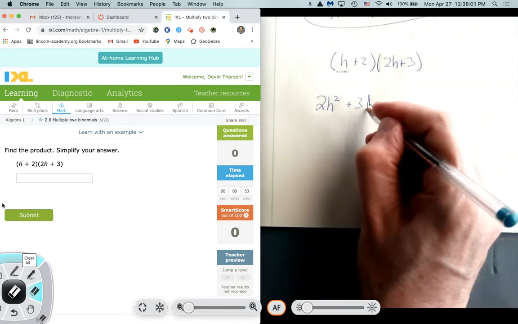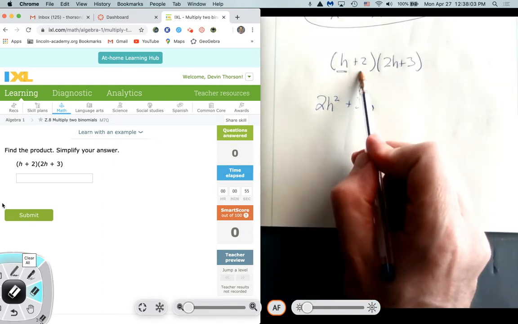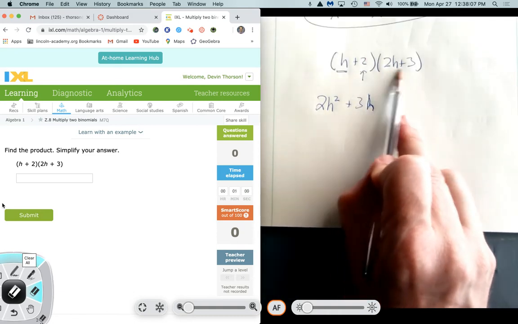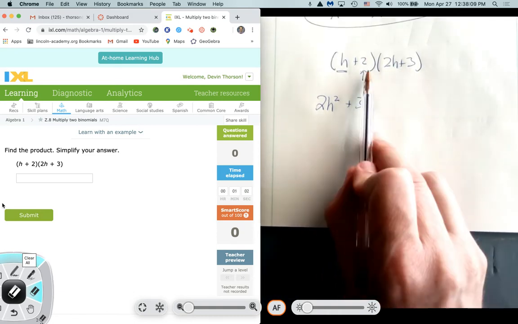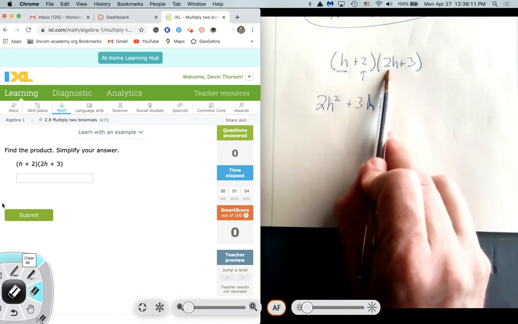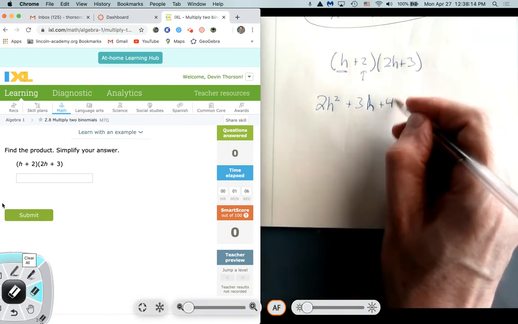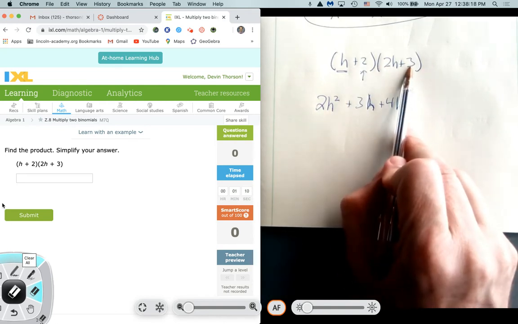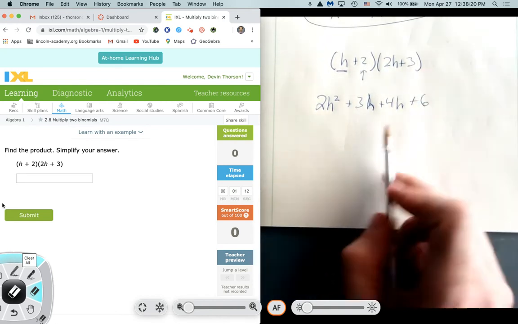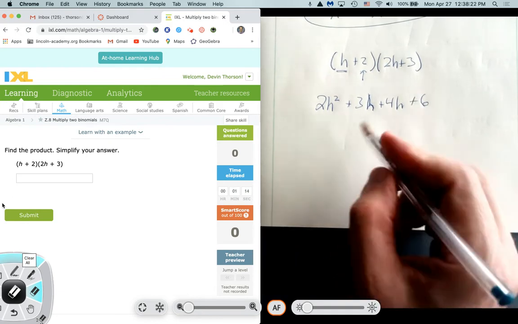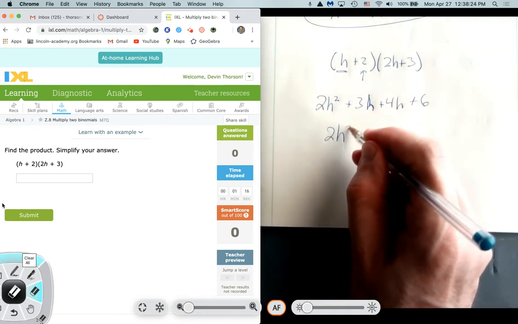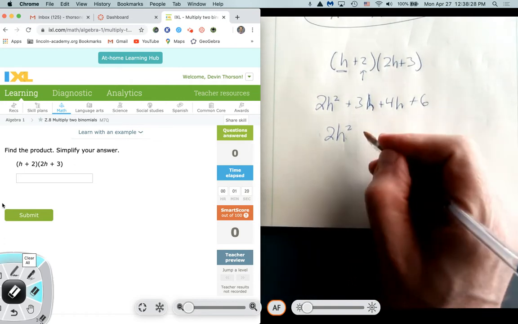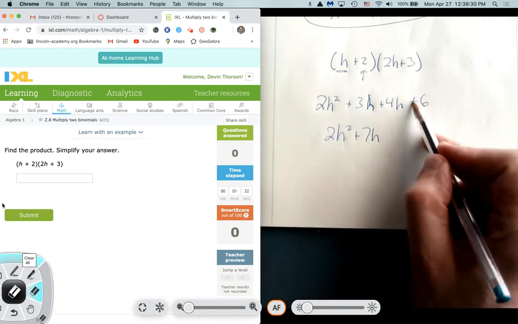Then what I do is I look at the second term. So now in the first binomial, I'm going to take the second term and I'm going to multiply it by every term in here. So I do the 2 times the 2h. That's going to be 4h. I do a 2 times the second term in the next one. 2 times 3 is 6. Again, I look to see if those two middle terms combine, and they do. So I have that 2h squared in the front. I have a 3h plus 4h, which is 7h. And then I have a plus 6.